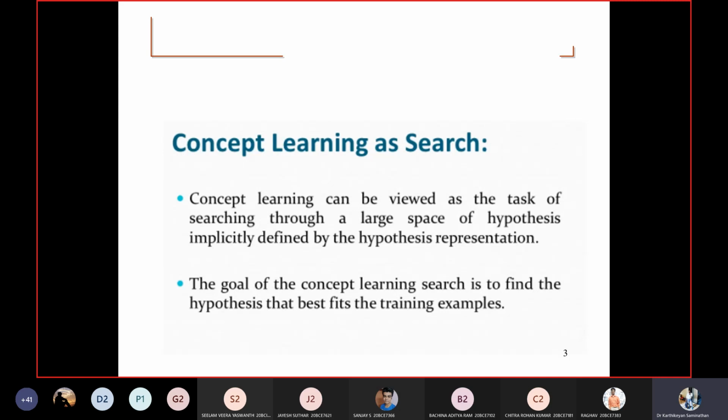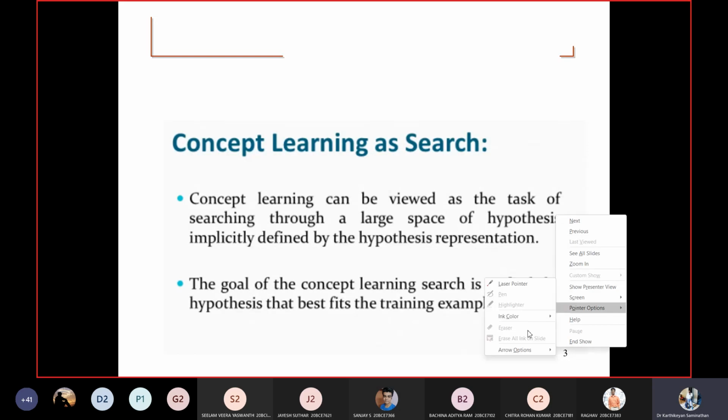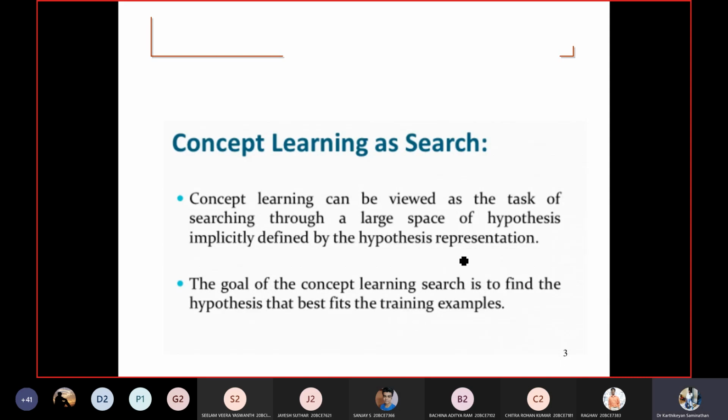So what is the purpose of concept learning? Concept learning is to find the best hypothesis. That is the objective of concept learning. The search is to find the best hypothesis that best fits the training examples. From the concept learning, we will move on to the version space.